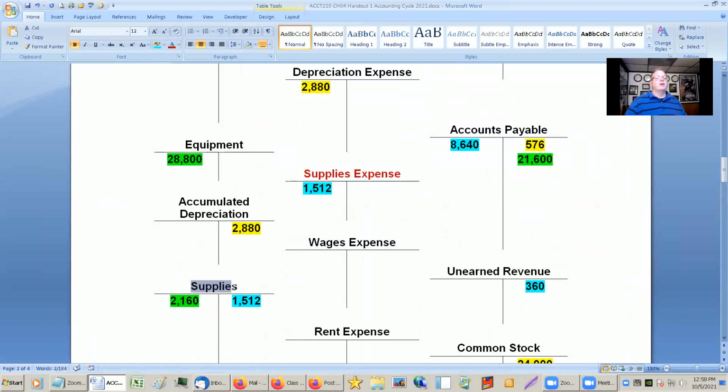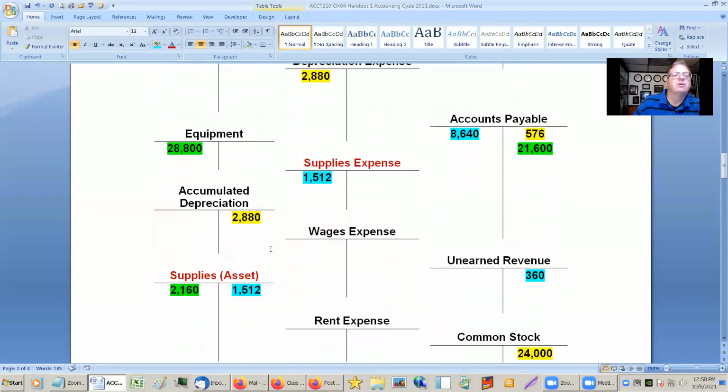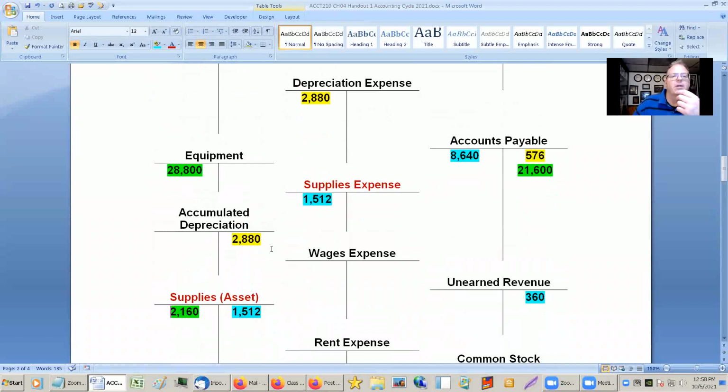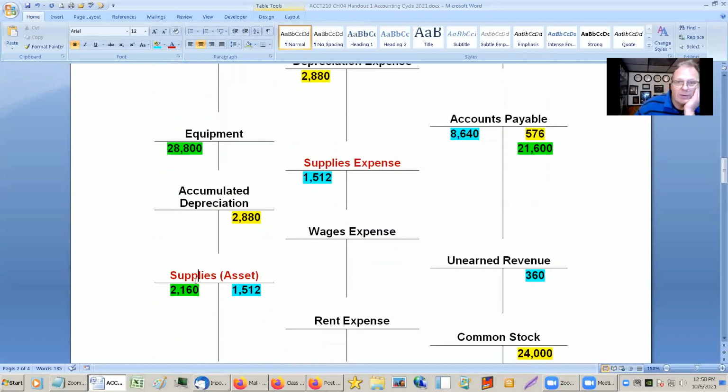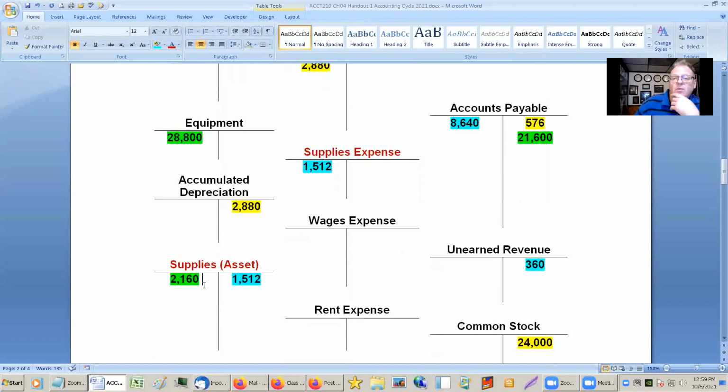Let's do that. When we first buy the supplies, it's an asset. Truthfully, if you buy 2,160 of supplies, you're no better or worse off than you were before. And in this case, we got a liability, I think, with it. Did we buy this on accounts payable or something? Oh, did I put the second half into that one? Oh, no, we paid cash for it. Okay, so we paid out cash for $2,160 and got supplies of $2,160. We're no better or worse off.